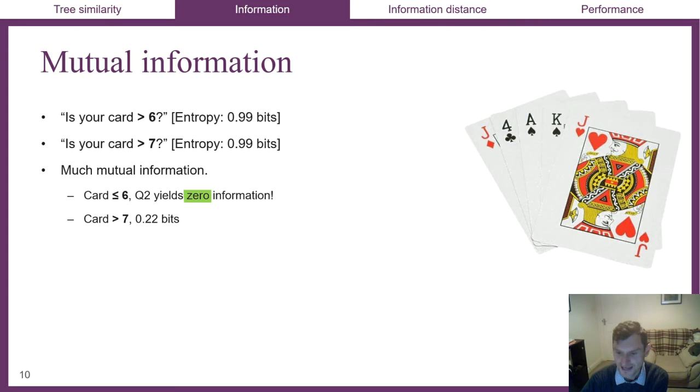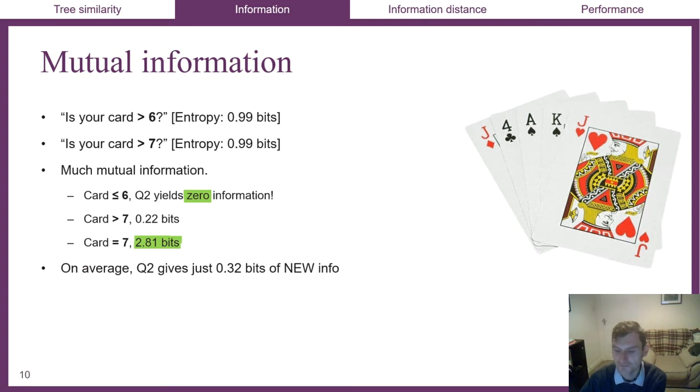If you said yes to the first question, you've probably got a high card. It's not surprising that your card is greater than a 7. The only case this second question really gives you much information is when you do have a 7, and I get a reasonable amount of information. So I can tot up the average of this, and on average question 2 will give me just 0.3 bits of new information that I didn't already know.